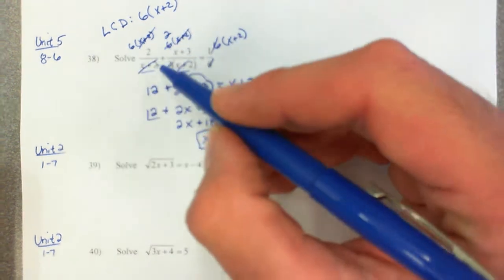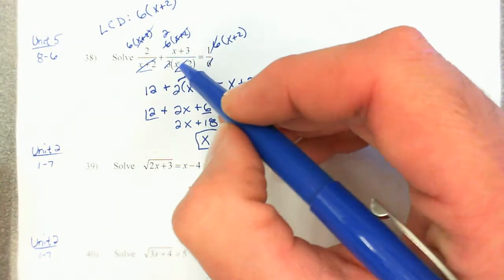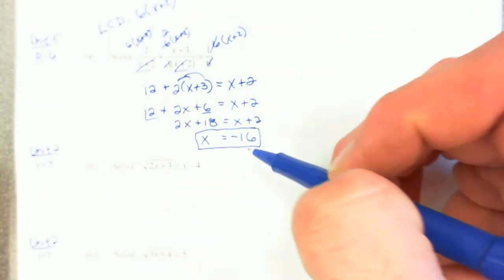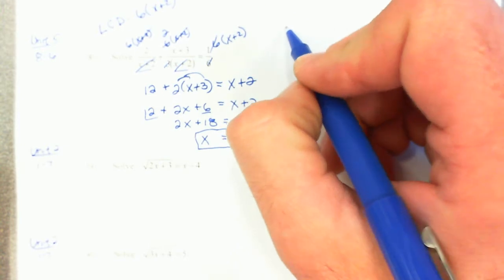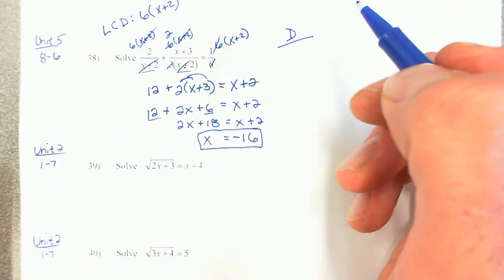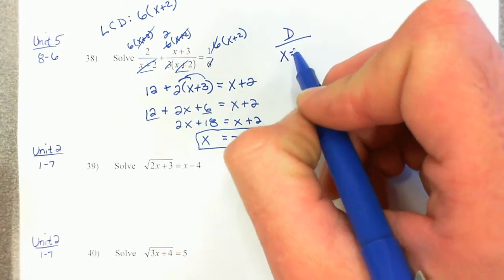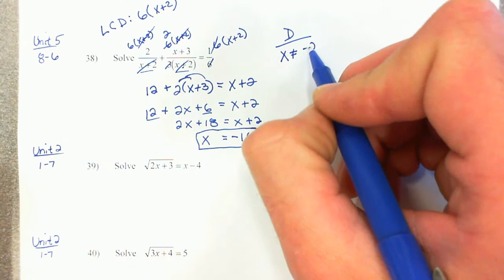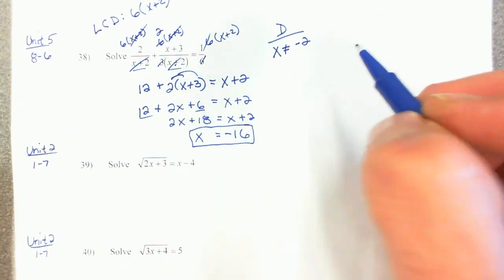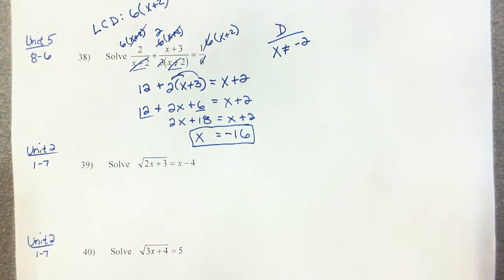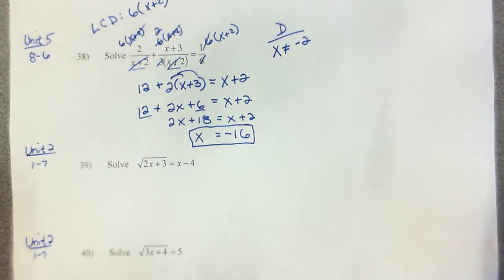Now the only thing that you have to be careful of is that it's possible that negative 16 might not work. So for your domain on this one, remember you can't let your denominators equal 0. It looks like the only variable we have here is the x, which is attached to a 2. So x wouldn't be able to equal negative 2, because negative 2 plus 2 would get you 0, and you can't have 0 in your denominator.